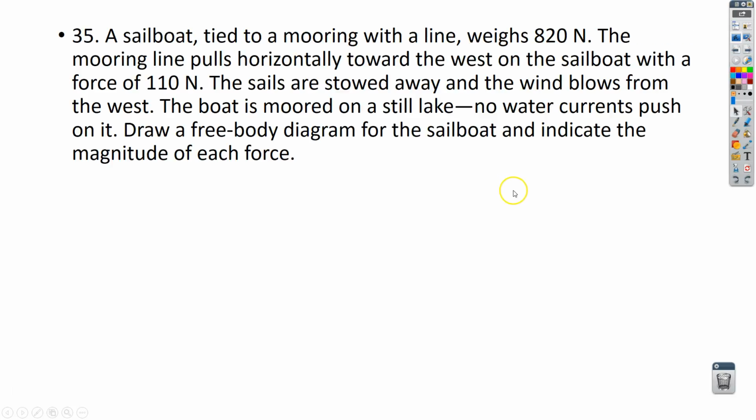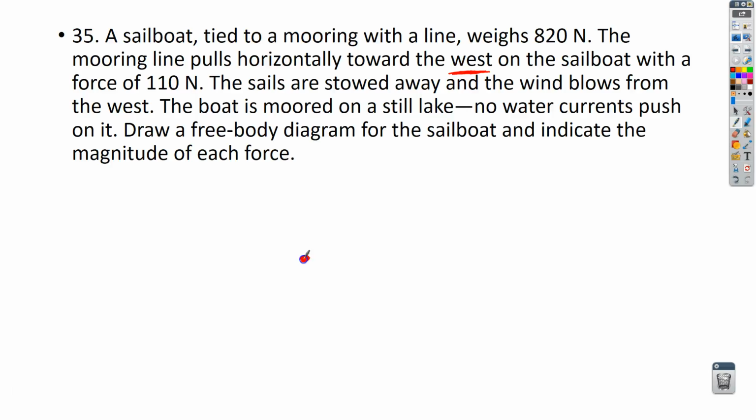For number 35, this one's a little bit different. We have a sailboat. It is tied to a mooring line, and that sailboat weighs 820 newtons. The mooring line pulls horizontally towards the west on the sailboat with a force of 110. The sailors are stowed away, and the wind blows from the west. The boat is moored on a still lake, so no water currents push it. Draw a free body diagram of this thing.